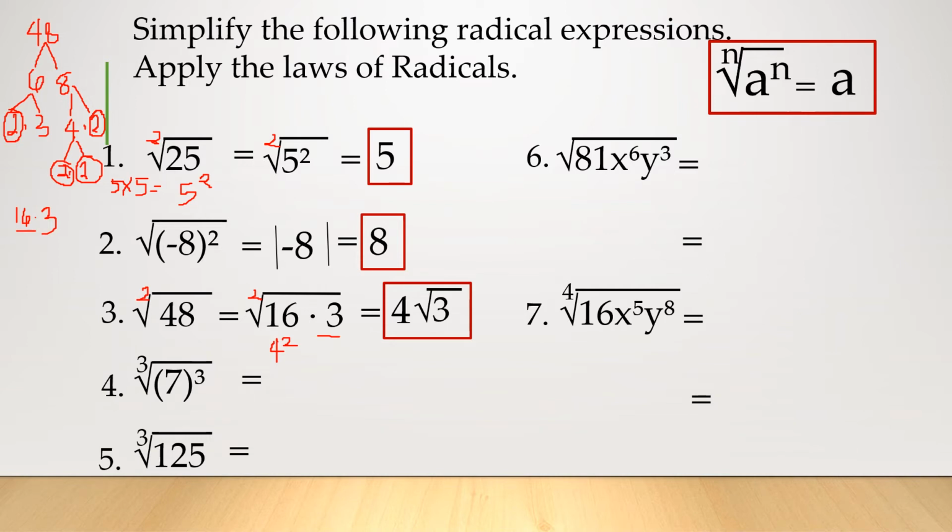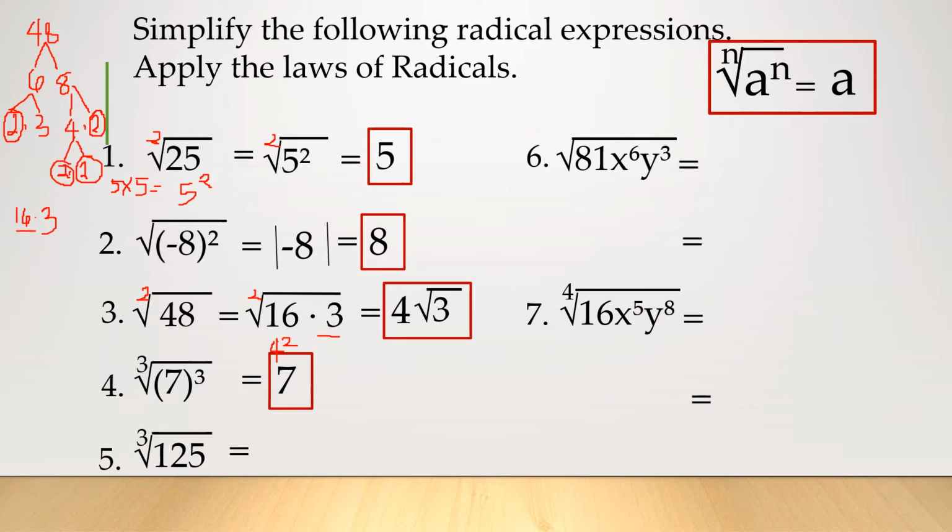Now, what about number 4 here? We have the cube root of 7 cubed. Okay, the index and the exponent are the same. Therefore, the answer is simply 7. Now, what about the cube root of 125?